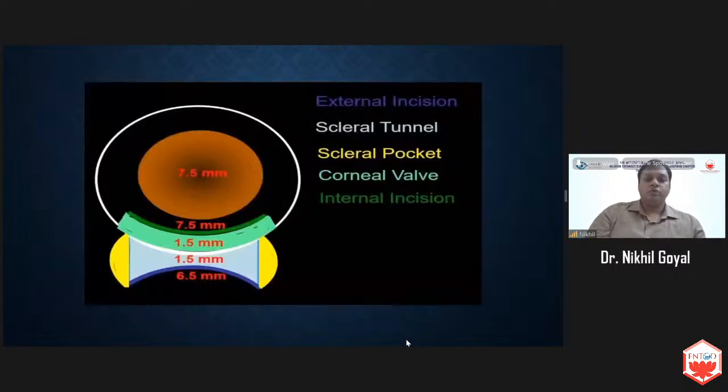So this is what your wound would look like at the end of the creation of the sclerocorneal tunnel. The external wound would be somewhere around 6.5 mm. The scleral part of the tunnel is 1.5 mm. The corneal part is also the same, which is 1.5 mm. But with the side pockets and the extent into the cornea, the inner lip of the incision would be 7.5 mm, which is sufficient to engage the equator of the nucleus.